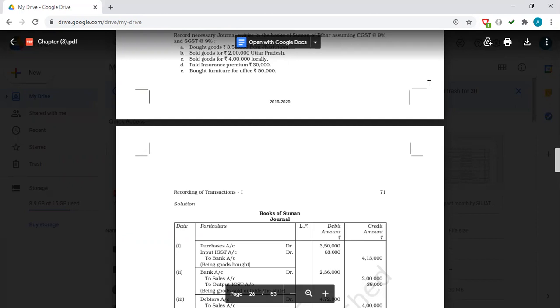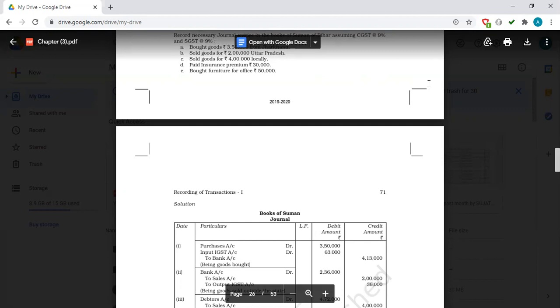Next, sold goods of rupees 2 lakhs to Uttar Pradesh. Uttar Pradesh again is a different state, so IGST will be applicable. Sold goods, so output GST. So bank account debit, leave the amount, because we don't know what the IGST amount will be. What would be the journal entry we learned earlier? Bank account debit to sales account. Don't write the amount for bank. What is the amount of sales? 2 lakh. Write down 2 lakh.